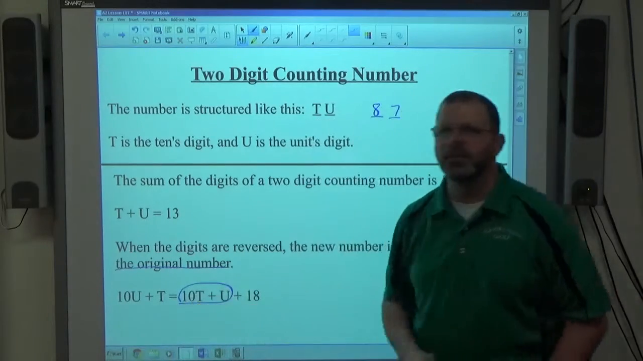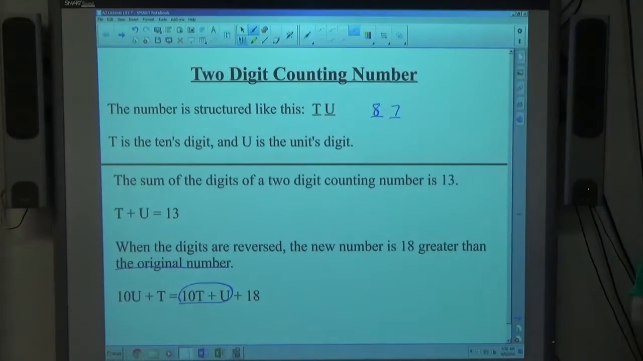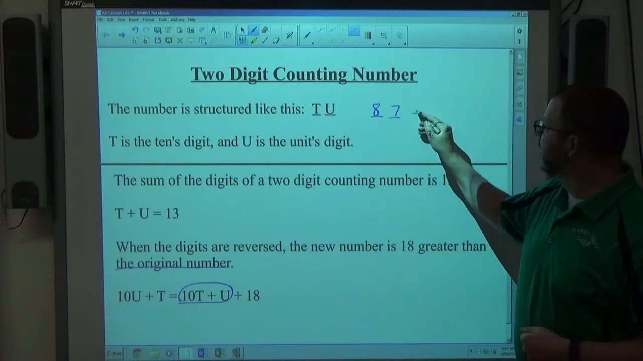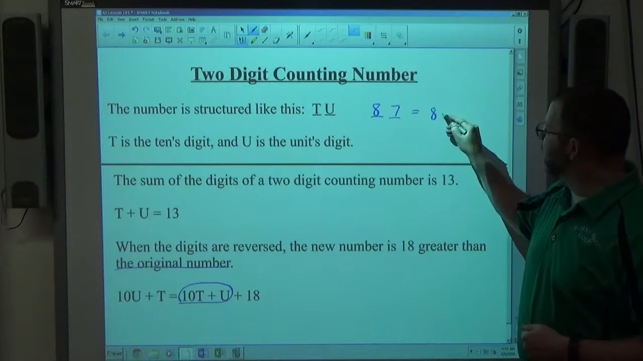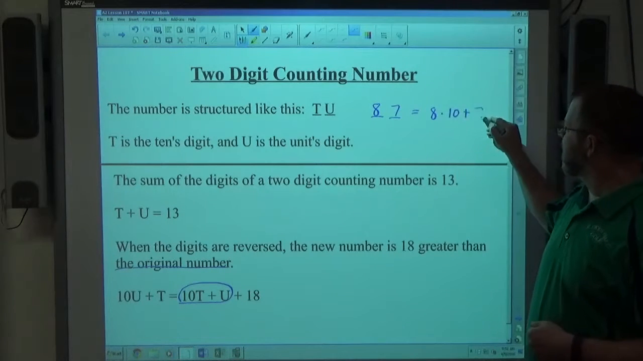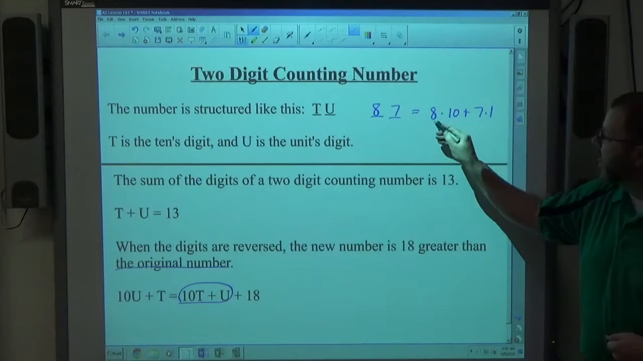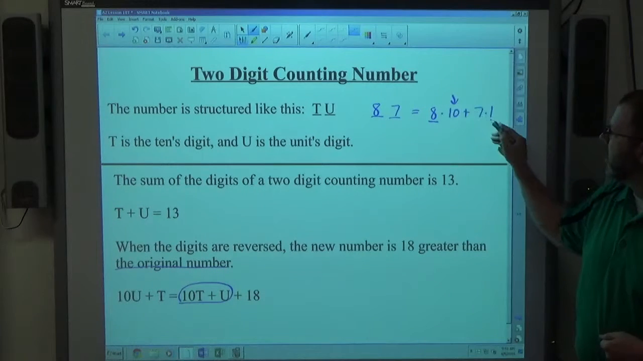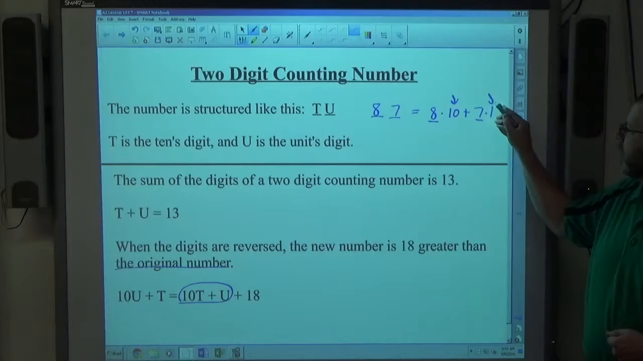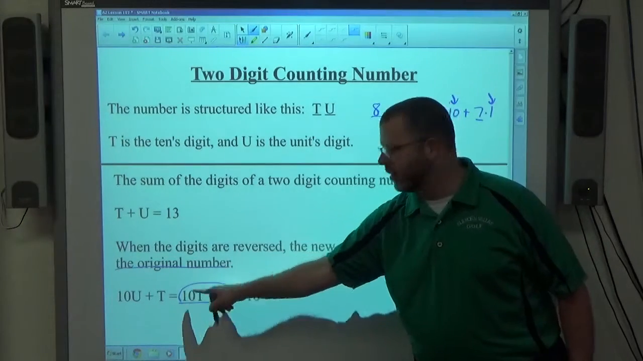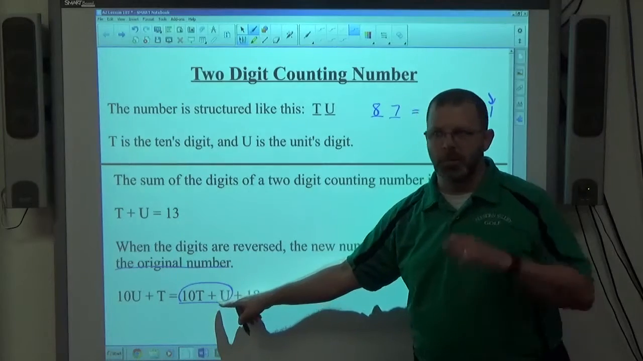Okay, if you go back to maybe 3rd or 4th grade, I think, when you wrote numbers in expanded form, right? So if you have the number 87, that's 8 times 10 plus 7 times 1. We call that the expanded form of a number, right? The tens digit is being multiplied by 10. The units digit is being multiplied by 1. That's all we're doing here. The tens digit we don't know yet is being multiplied by 10. The units digit we don't know yet is being multiplied by 1.